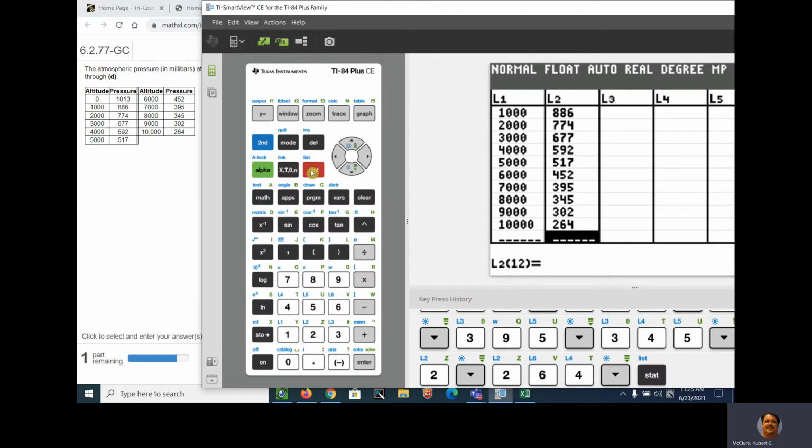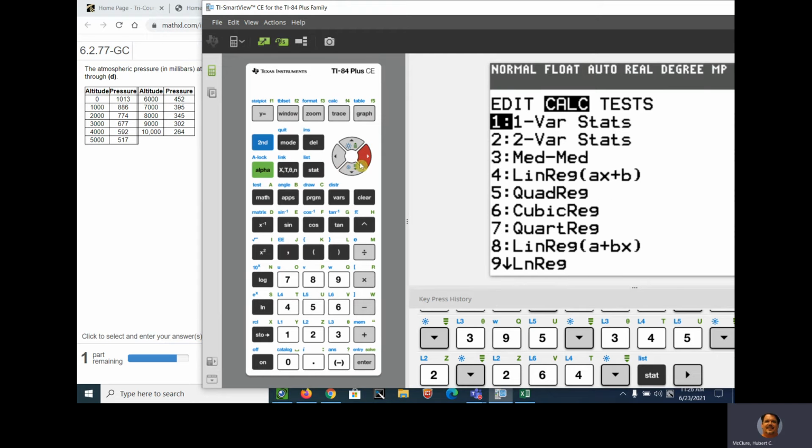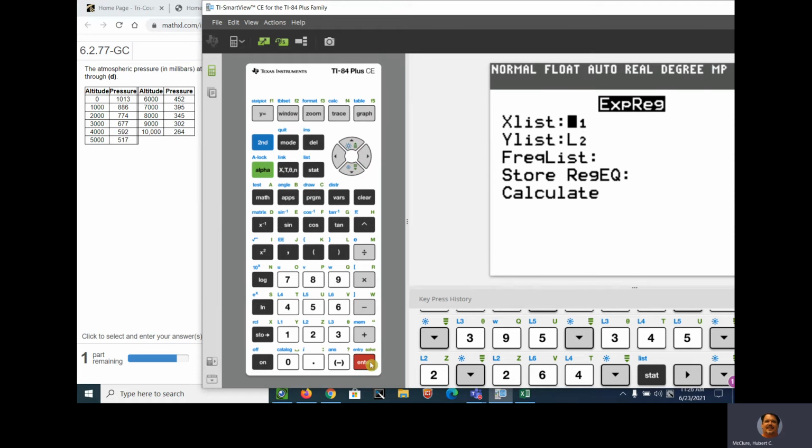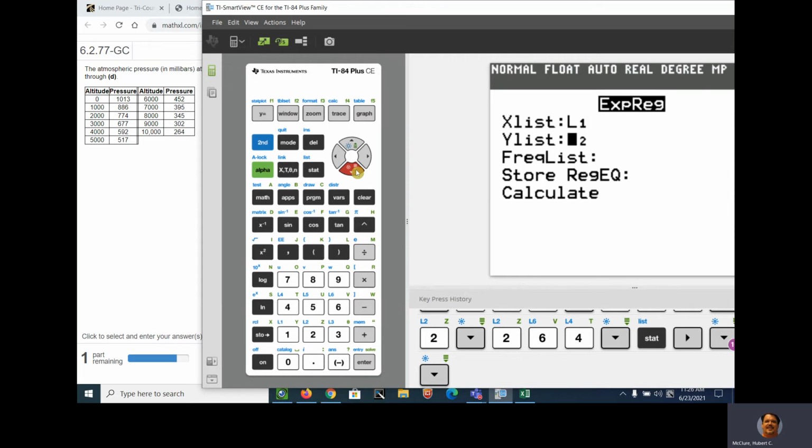And now I'll go to Stat, Calculate, and since we know it's exponential, we'll go down and do exponential. And make sure the first one says L1 and the second one says L2. You can change that by hitting second and going above the 1, 2, 3, and 4. You go up to L6, and hit calculate.